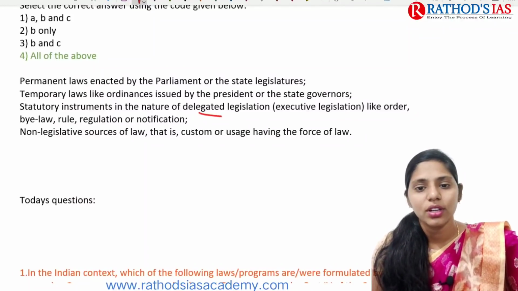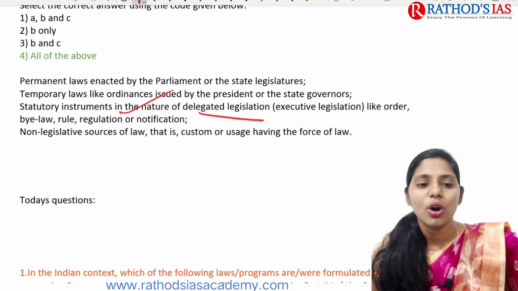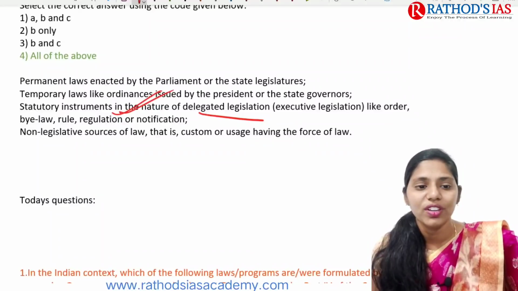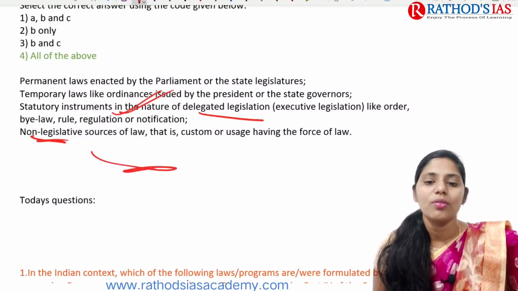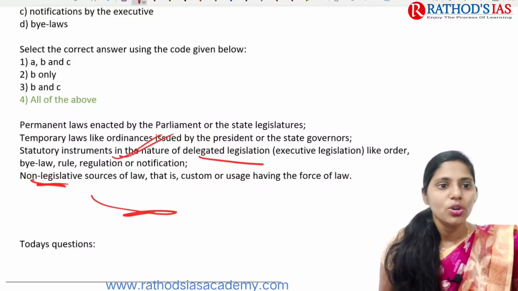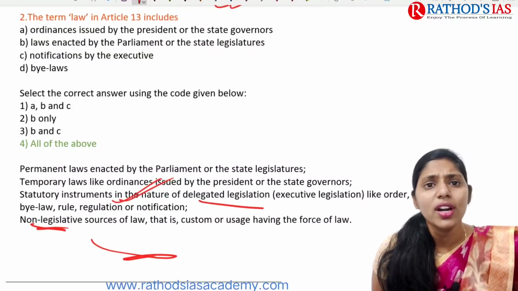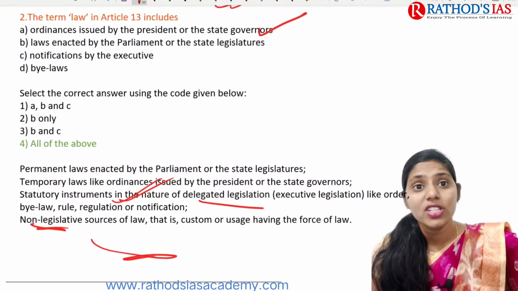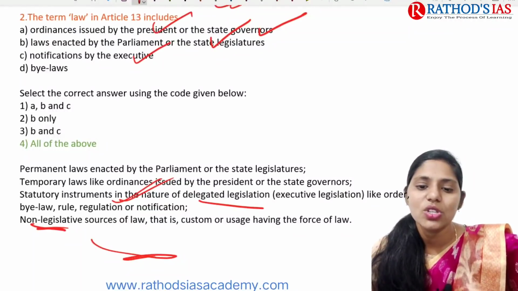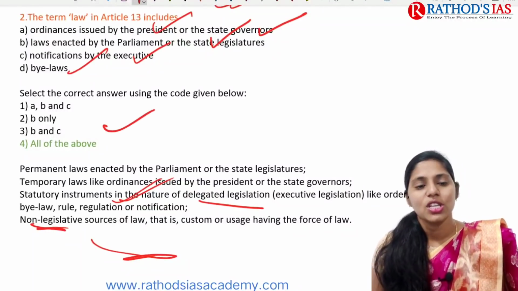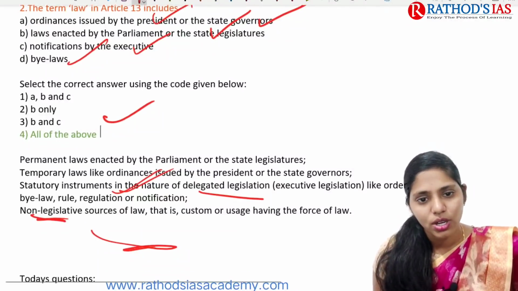It also includes statutory instruments. Next, any bylaw, rules, regulations or notification will also come under this, and even non-legislative sources of law come under this. So here, the first one is ordinances, yes. Next is law enacted by Parliament and state legislature, yes. Next is notification by the executive, yes. Next is bylaws, yes. So all of the above is the correct answer.